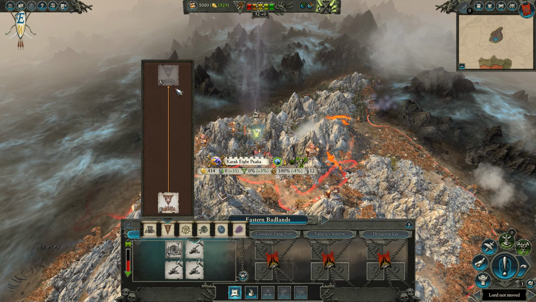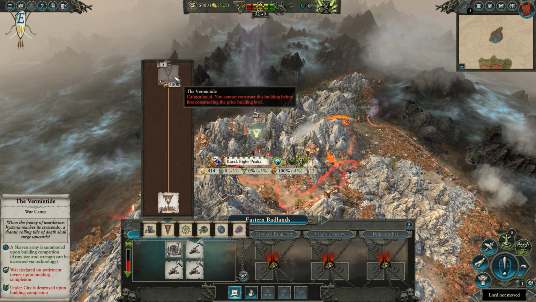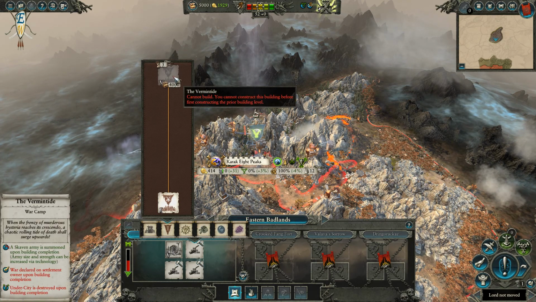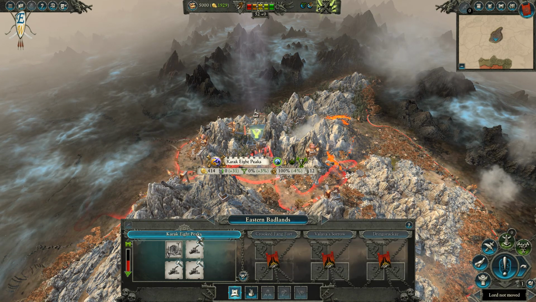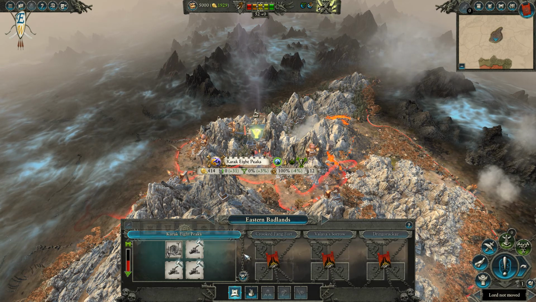So I think it's this, the Vermintide. You can then declare war on them, and the Undercity, and then basically you can fight for the settlement and stuff like that. There's various things you can do with it. It's very interesting.